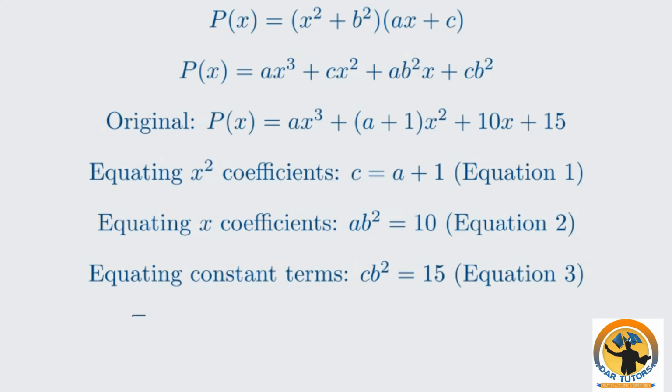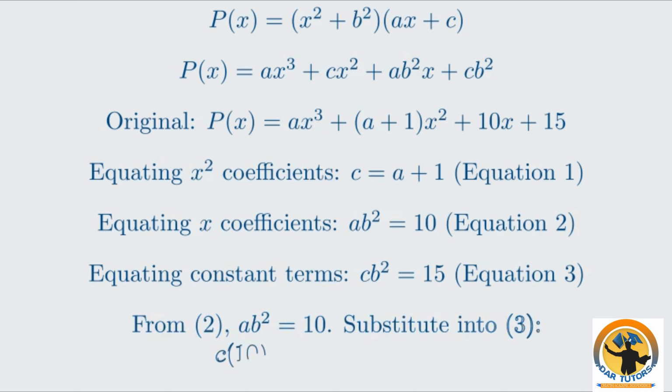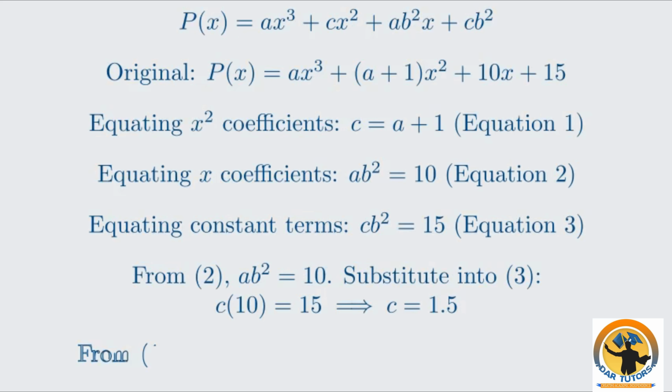Let's solve it. From equation 2, we know a b squared equals 10. We can substitute this into equation 3. This gives us c times 10 equals 15, so c equals 1.5. Now that we have c, we can find a using equation 1. 1.5 equals a plus 1. Subtracting 1 from both sides, we find that a equals 0.5.